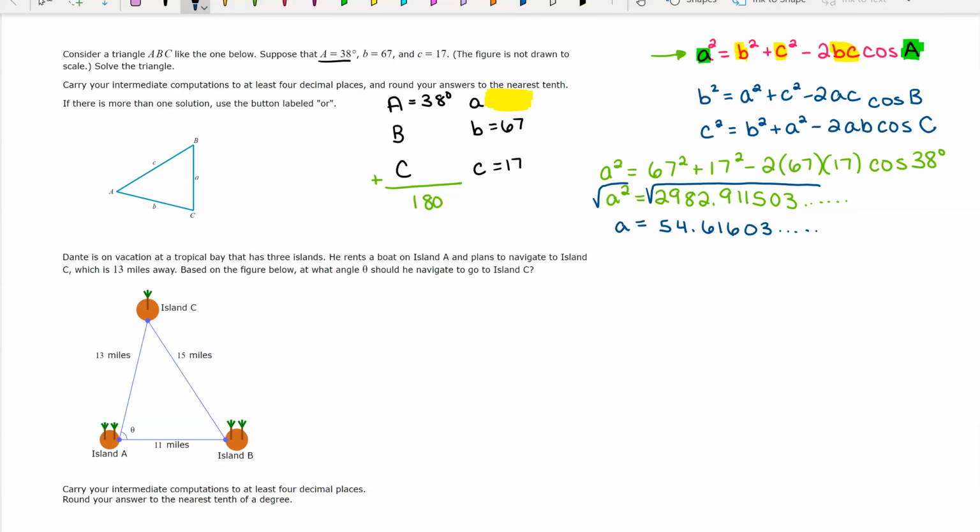And it says carry your intermediate computations to at least 4 decimals, which we did. And then we're going to round our answers to the nearest tenth. So tenth is 1 digit. You look to the right. If that's a 0 to 4, you keep your digit. If it's 5 and up, you bump your digit. So here we're going to keep the 6. So a will be 54.6.